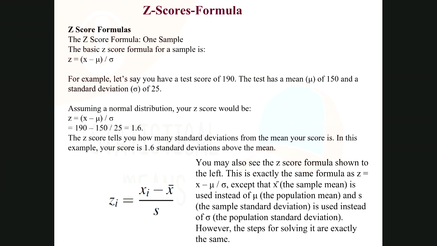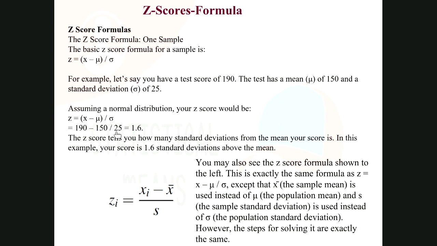All right, so the formula, Z equals X minus mu divided by sigma. So for example, let's say you have a test score of 190. The test has a mean or mu of 150 and a standard deviation of 25. And this is very important. Remember, always assume a normal distribution. You will be told when it is not a normal distribution. So the Z-score will be Z equals X minus mu divided by sigma. In this case, 190 minus 150 divided by 25 equals 1.6.